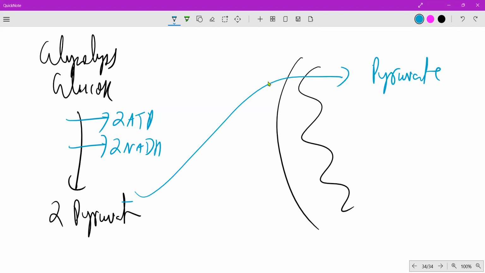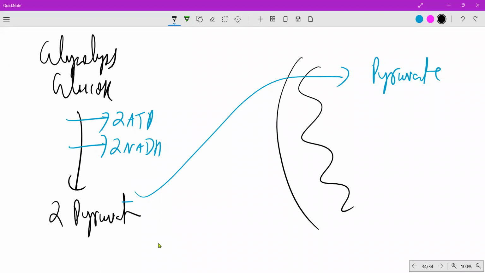It's not acetyl CoA which enters mitochondria. This question comes up. What enters mitochondria? Not acetyl CoA. It is pyruvate, which is a 3-carbon compound. Am I clear now?